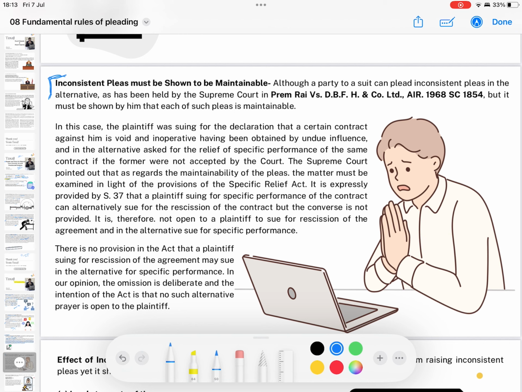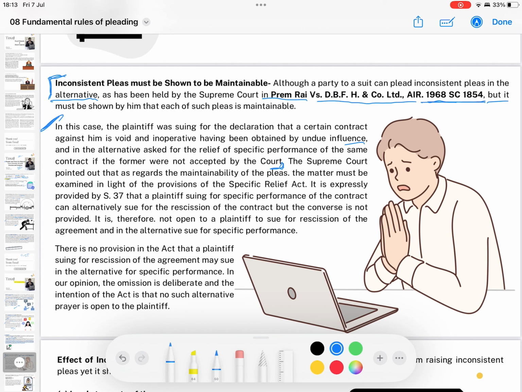Inconsistent pleas must be shown to be maintainable. Although a party to a suit can plead inconsistent pleas in the alternative, as it has been held by the Supreme Court in Prem Raj versus DBFH and Company Limited, 1968 Supreme Court 1854, it must be shown by him that each of such pleas is maintainable. In this case, the plaintiff was suing for the declaration that a certain contract against him is void and inoperative, having been obtained by undue influence, and in the alternative asked for the relief of specific performance of the same contract if the former were not accepted by the court.